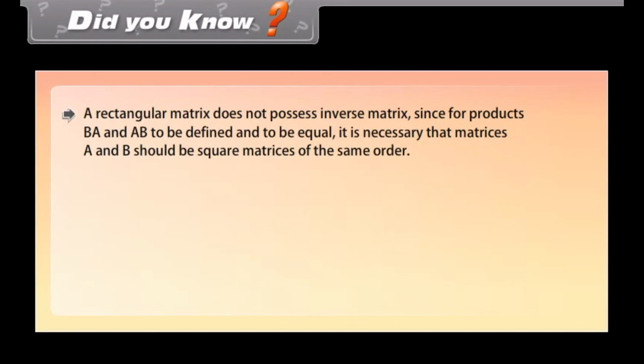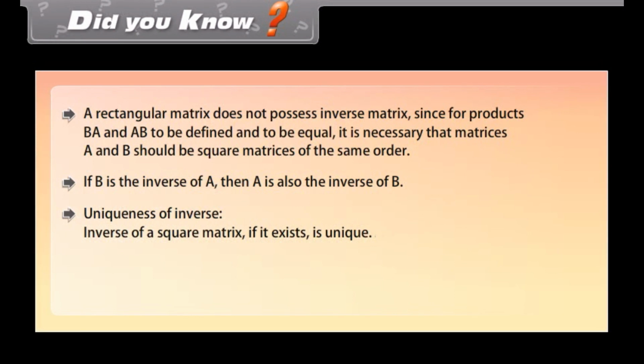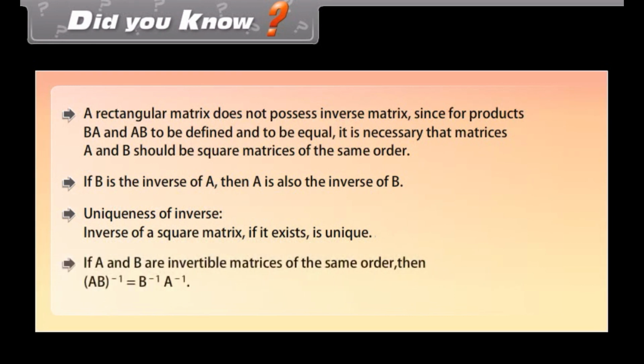Did you know? A rectangular matrix does not possess an inverse matrix, since for the products BA and AB to be defined and to be equal, it is necessary that matrices A and B should be square matrices of the same order. If B is the inverse of A, then A is also the inverse of B. Uniqueness of inverse. The inverse of a square matrix, if it exists, is unique. If A and B are invertible matrices of the same order, then the inverse of AB is equal to the inverse of B times the inverse of A.